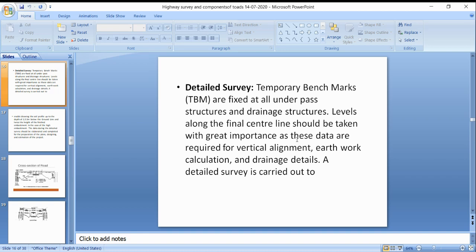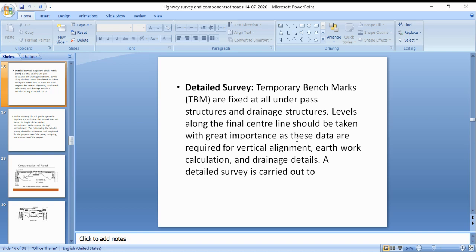It is done by using instruments. Here we are using the chain, compass, tape, and theodolite, and also the dumpy level. So these instruments, chain, tape, and compass, are going to be used in the preliminary survey. Here we are selecting the best route which is going to be finalized.